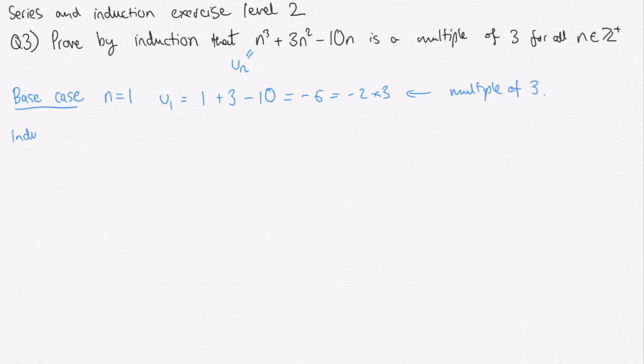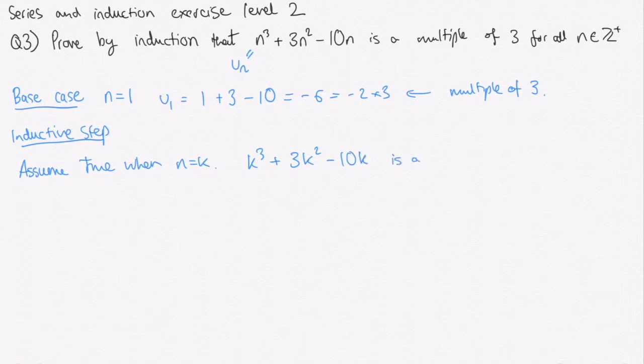Now we would like to do our inductive step. So we are going to assume that this is true when n equals k, i.e. we are assuming that k cubed plus 3k squared minus 10k is a multiple of 3, so this is u_k, and it might be helpful for you to say that this is equal to 3m for some integer m.